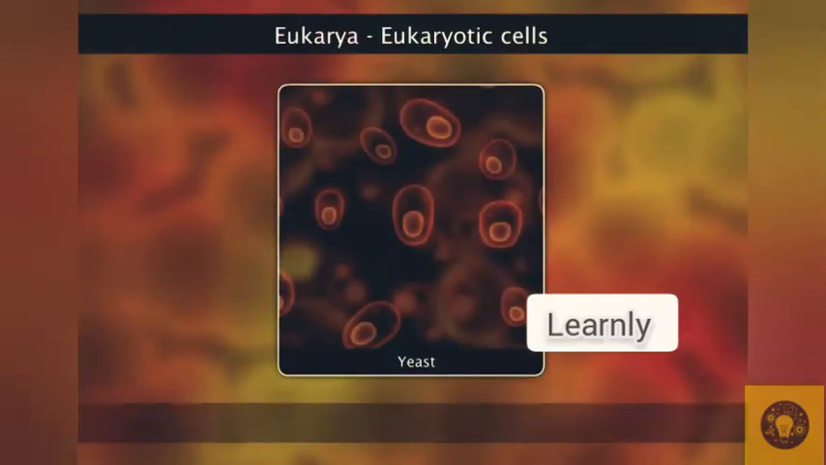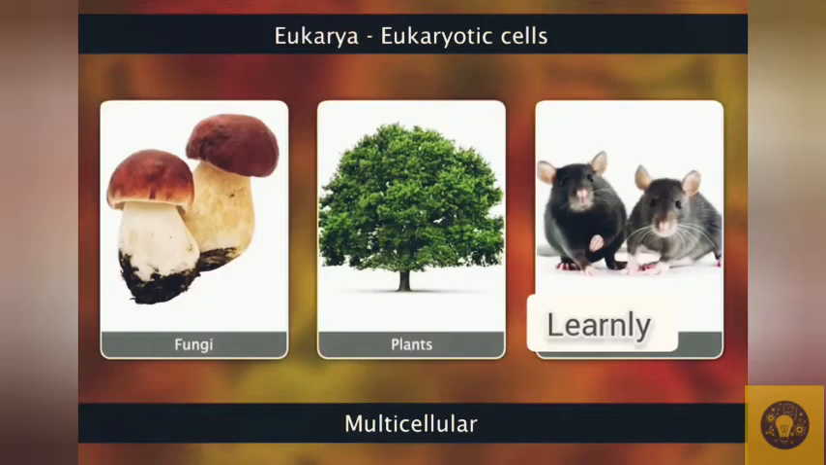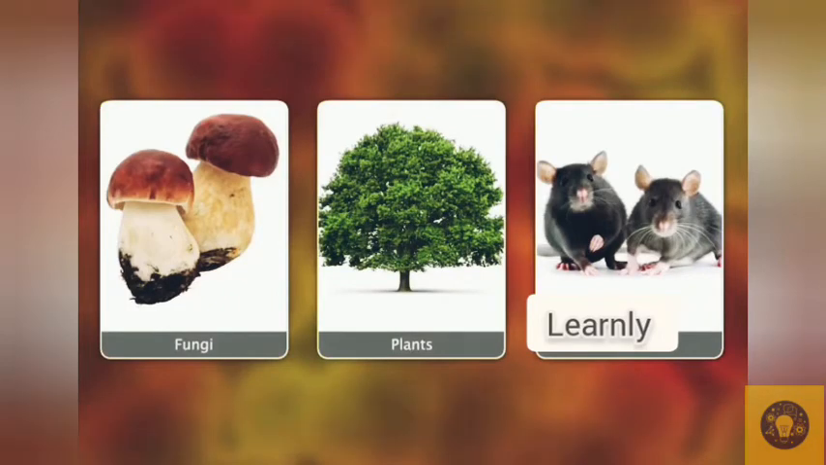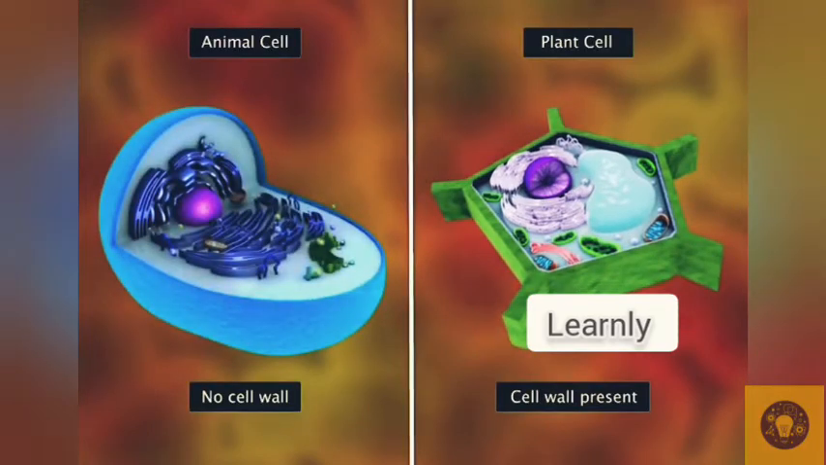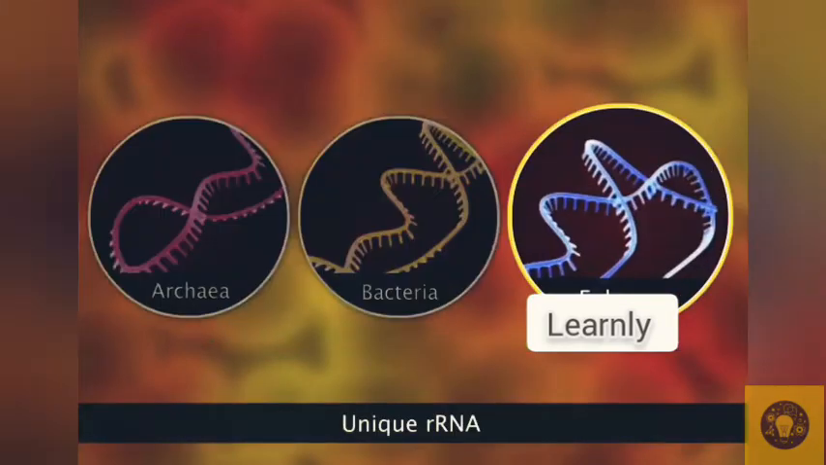Eukarya are eukaryotic cells, either unicellular or multicellular. Their cell membranes contain unbranched fatty acid chains attached to glycerol by ester linkages. Not all eukarya possess a cell wall. If present, the wall does not contain any peptidoglycan. Eukarya contain unique rRNA sequences that are distinctly different from the rRNAs of archaea and bacteria.